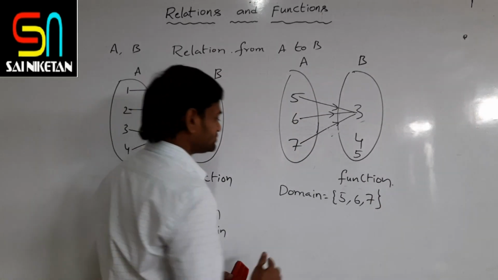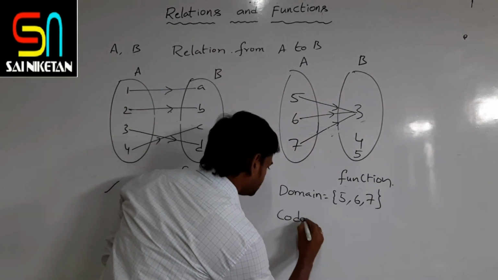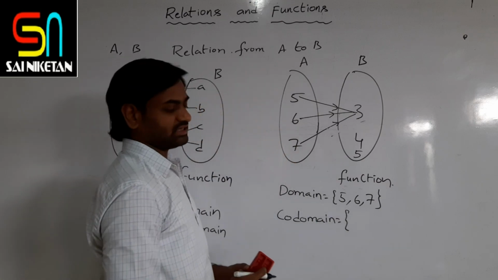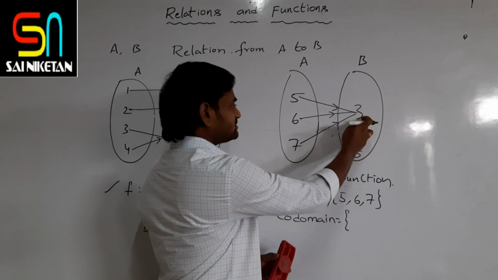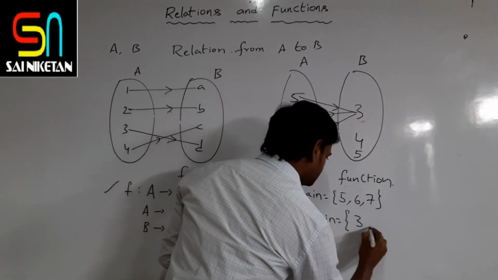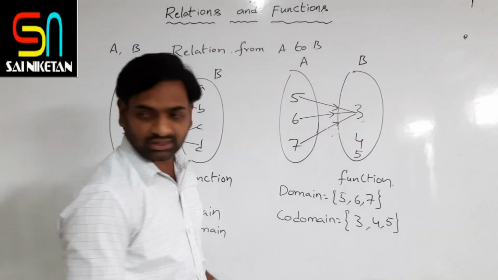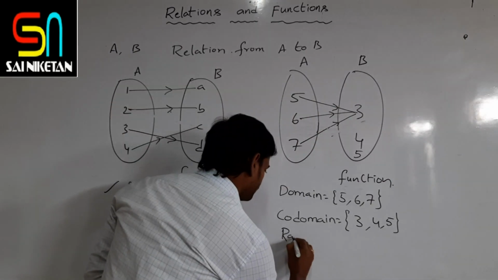Domain is 5, 6, 7. Okay. Here, what is the codomain? Codomain is the second set. What are the second set elements? 3, 4, 5. Okay. Now see here. What is the range?